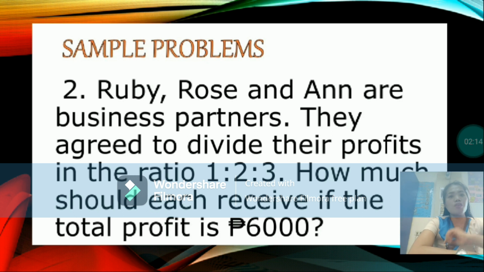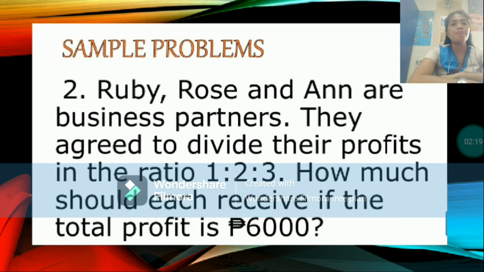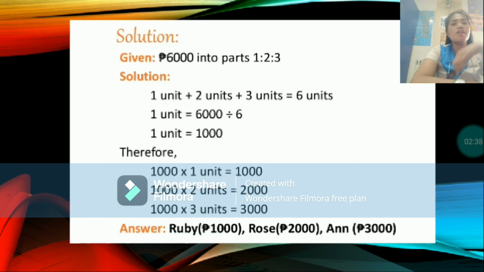Let us proceed to another sample problem. Okay, Ruby, Rose, and Anne are business partners. They agreed to divide their profits in the ratio 1 is to 2 is to 3. How much should each receive if the total profit is 6,000 pesos? Okay, so let's start with the given. Given is 6,000 into parts 1 is to 2 is to 3.